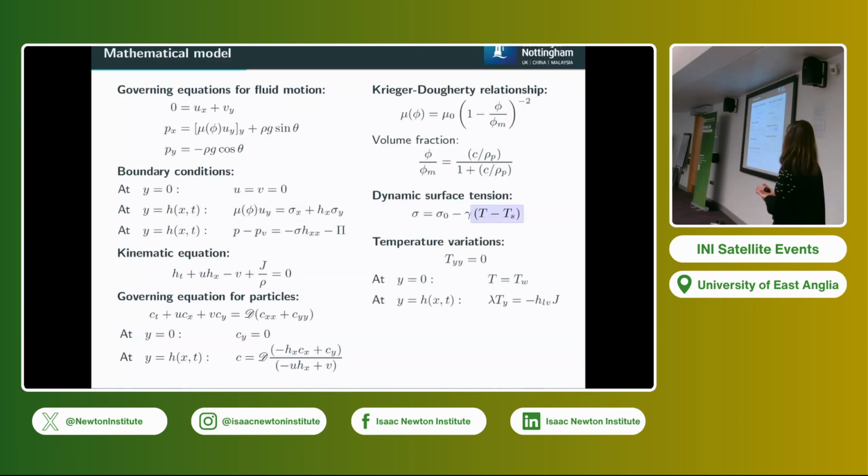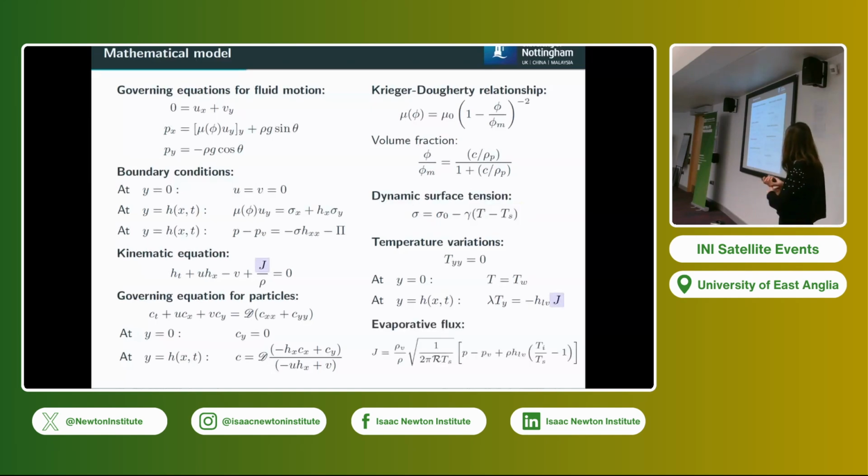So the temperature itself follows its own energy equation. It's a more complicated equation than this, but under the lubrication assumption, it reduces to this simple PDE, which comes with two boundary conditions. At the solid wall, we assume that we have a given temperature, Tw, and at the gas-liquid interface, we have a condition that relates temperature gradients to the evaporative flux, where lambda is a thermal conductivity and HLV is the latent heat of vaporization. So these are constants that normally we know from experiments based on the problem.